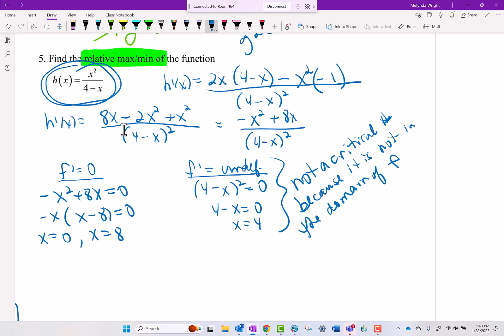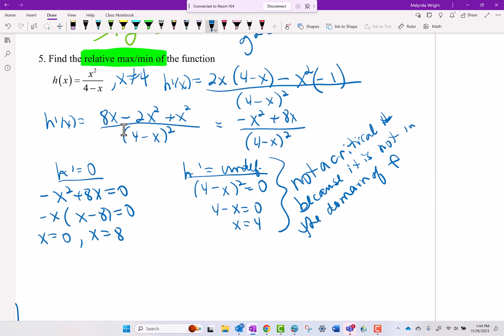So with this original function, x cannot be 4, right? X can't be 4 because that would cause the function to be undefined. That 4 is not in the domain of H. And I'm so silly, they named it H, sorry, not F.